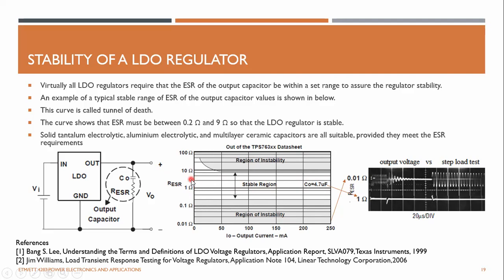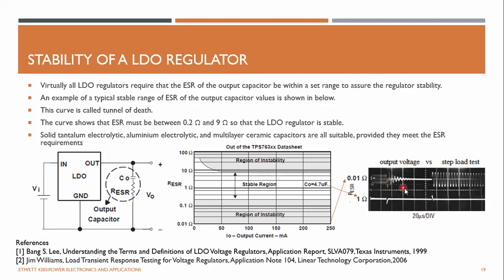One practical example I have seen when I was working on regulators: one day I forgot to add this output capacitor. When I observed the output voltage using an oscilloscope, I wanted a nice and clean 5 volts here. But instead, what I saw was something like this. It is really an unstable control system, right? And this is what will happen if you put the ESR out of range.